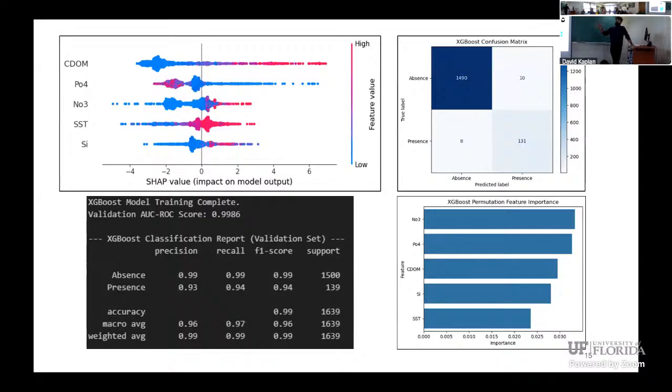Phosphate is on the reverse side. That means when phosphate is on the bluer side, when the value of phosphate is decreasing, its influence on the model is increasing. But the nitrate and the silicate have an influence opposite to phosphate, similar to the CDOM. SST, I would say, was more complicated because it had more influence at higher temperatures. As the value increases, the Vibrio increases.